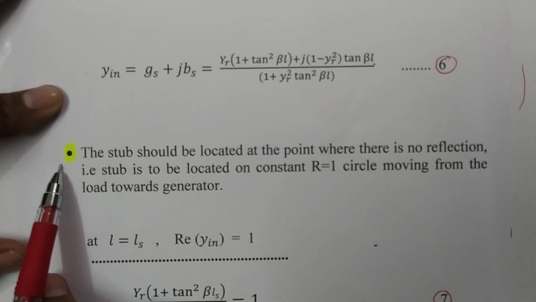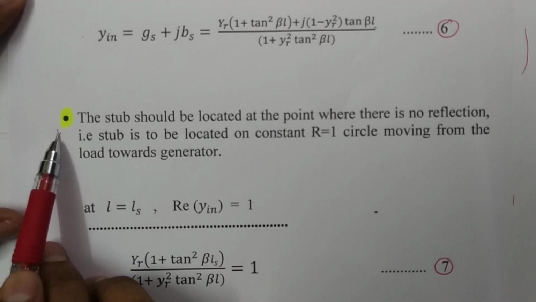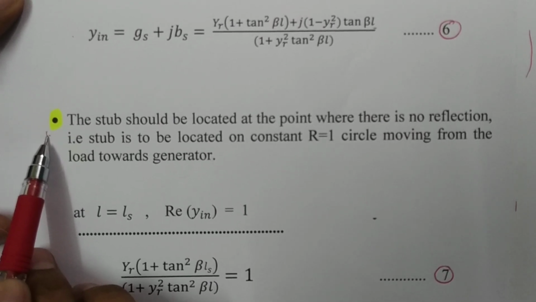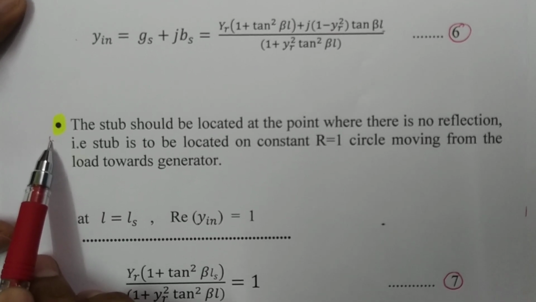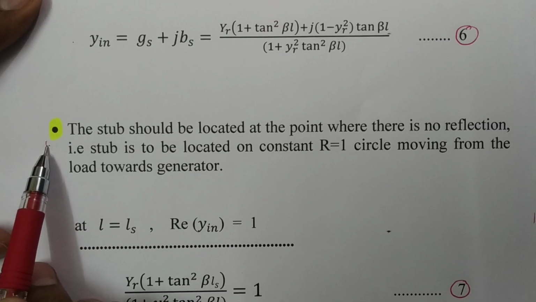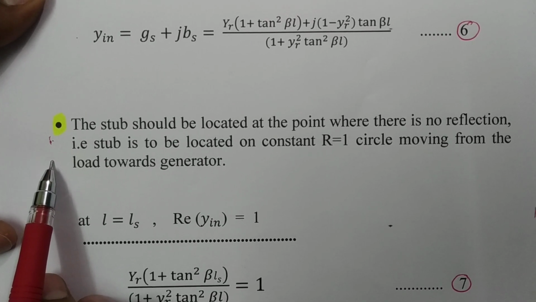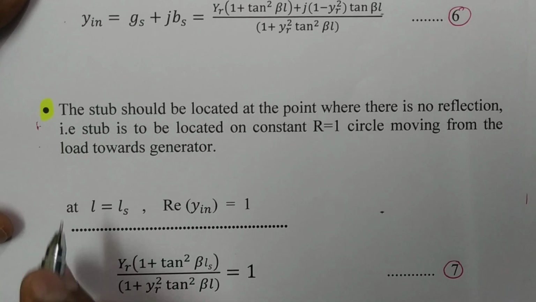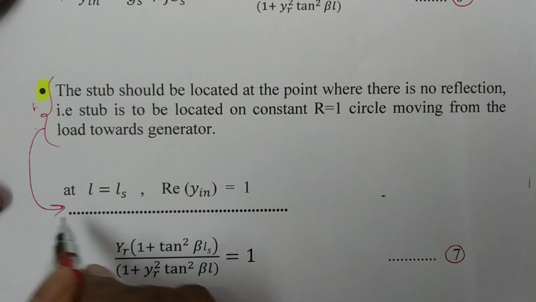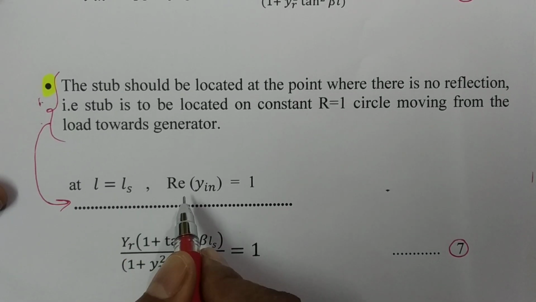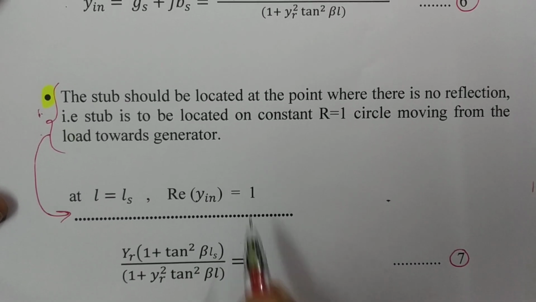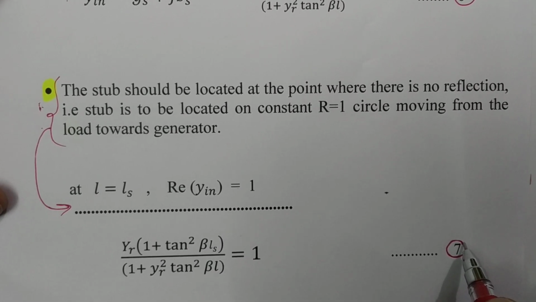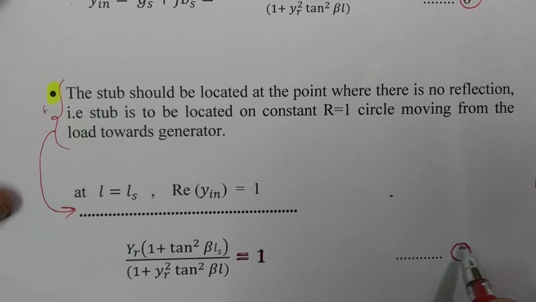And here this particular point is important in deriving the location of the stub. The point is the stub should be located at the point where there is no reflection. That is, the stub is to be located on the constant R equal to 1 circle, moving from the load towards the generator. Based on this point, at L equal to Ls, the real part of small y in is equal to 1. That is, the real part of equation number 6 is equal to 1, given by equation number 7.